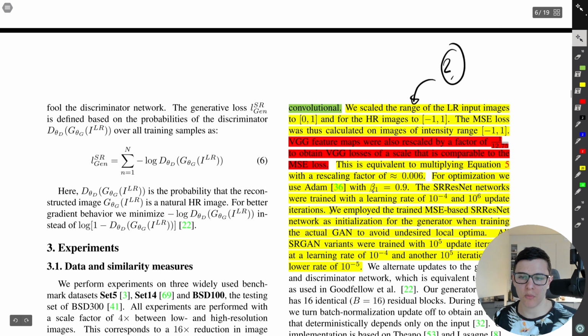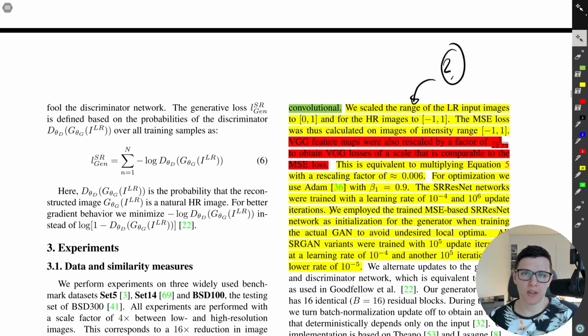They use Adam with the momentum term beta 1 of 0.9. And they trained the SRResNet. That is the one that only used MSE loss with a learning rate of 10 to the minus 4 and 1 million update iterations, which is a lot. Then they employed the trained MSE network as initialization for the generator when training the actual GAN to avoid undesired local optima. And then they trained the SRGAN with 100,000 updates at a 10 to the minus 4 learning rate and another 100,000 at a lower rate of 10 to the minus 5.